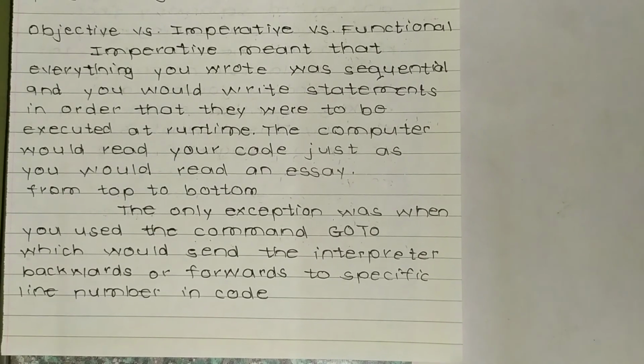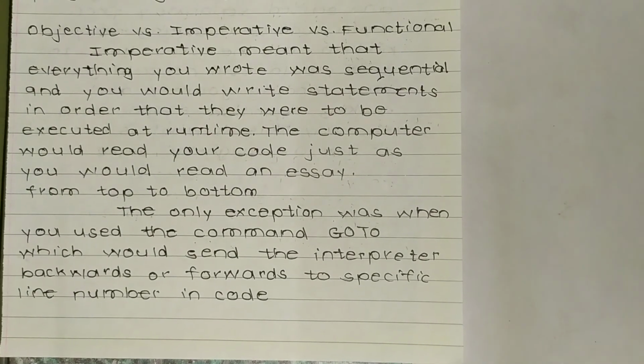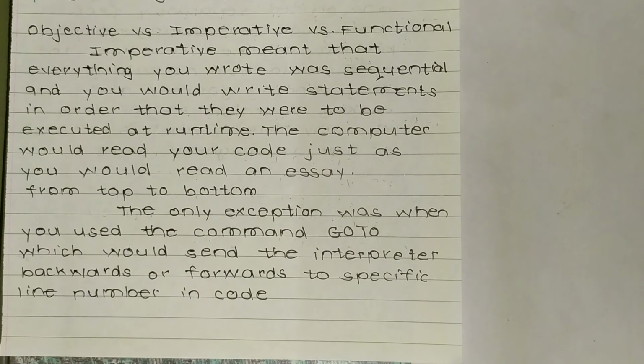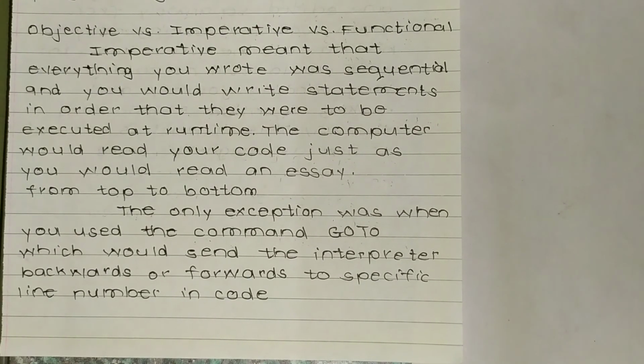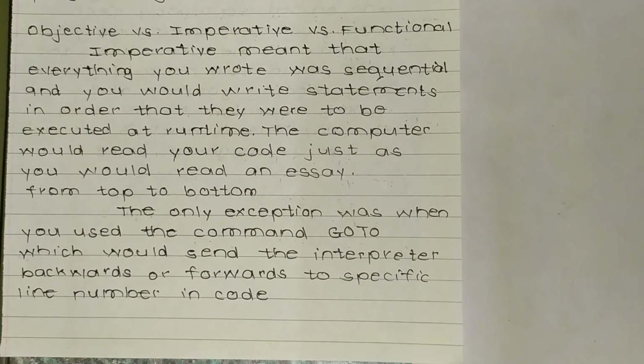Object-oriented versus imperative versus functional. Imperative meant that everything you wrote was sequential and you would write statements in the order that they were to be executed at runtime. The computer would read your code just as you would read an essay from top to bottom. The only exception was when you used the command goto, which would send the interpreter backwards or forward to a specific line number in code.